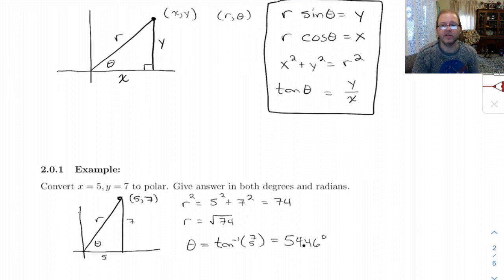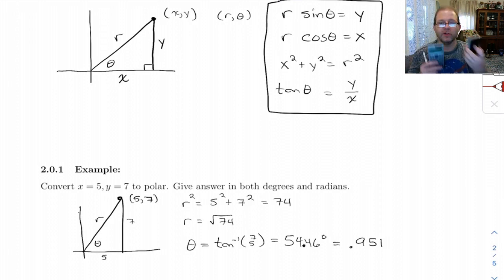And I want to convert that into radians as well. I could do that by multiplying by pi over 180. And I might as well do that. Equals that, which is equal to 0.951. Of course, I could also just do that using a calculator. Inverse tan of 7 over 5 gives me 0.9505, etc.